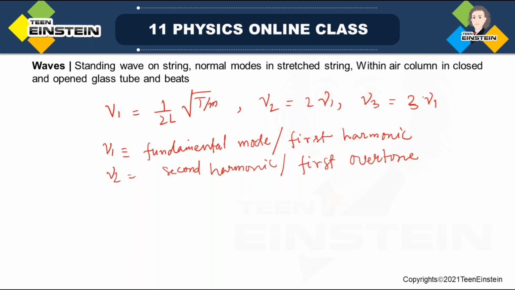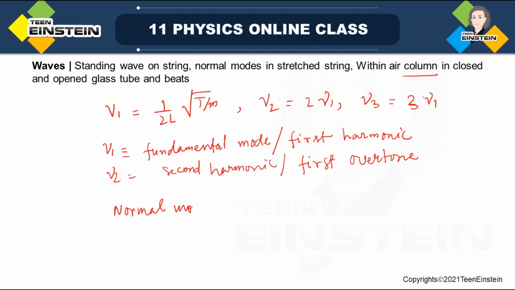Similarly, in the case of any musical instrument, there could be more than one frequency at a time. We'll see this when we discuss the various normal modes in open and closed glass tubes. So I hope you have understood what normal modes are.